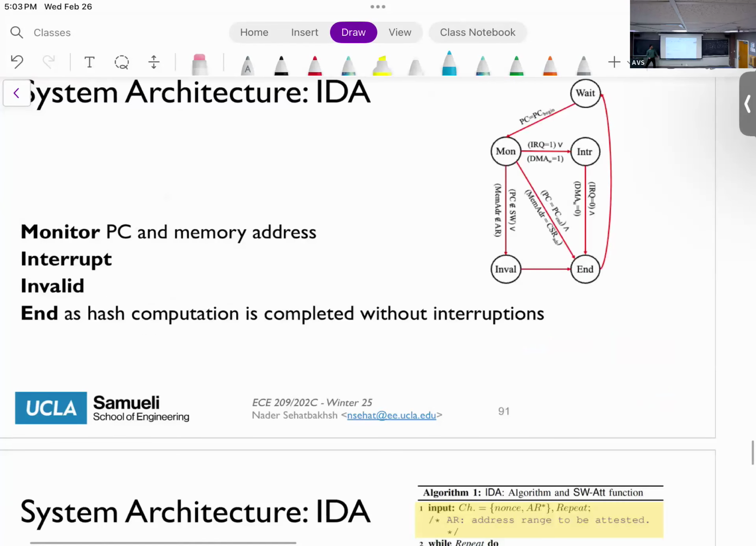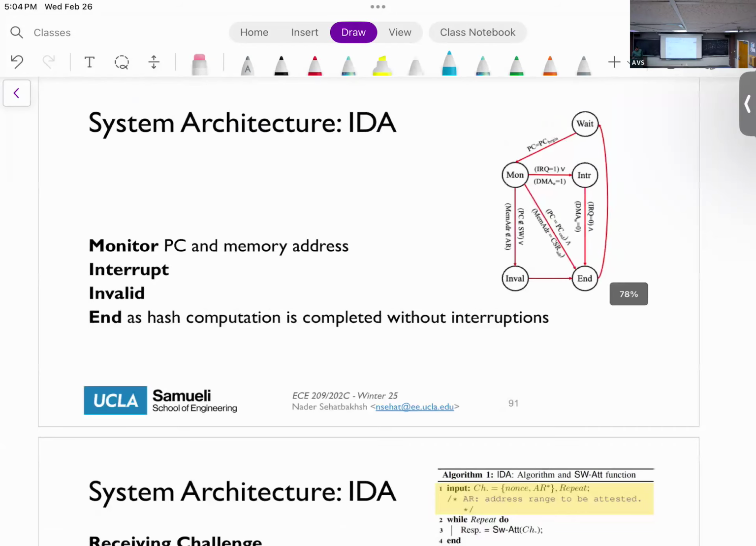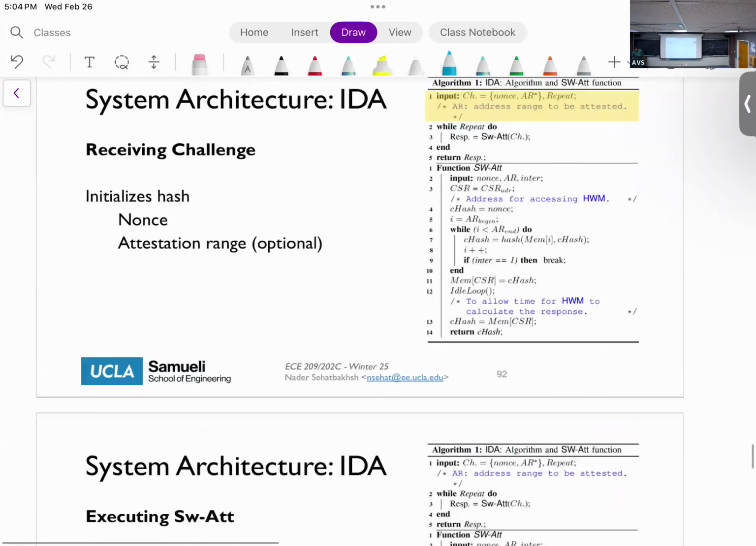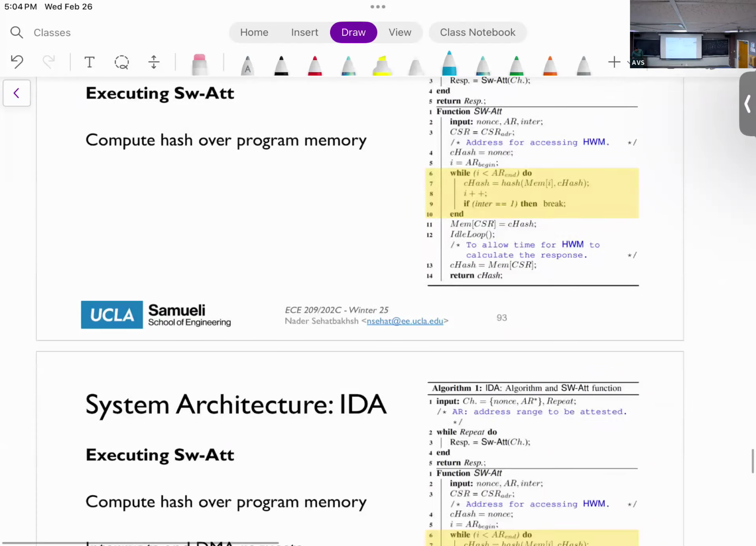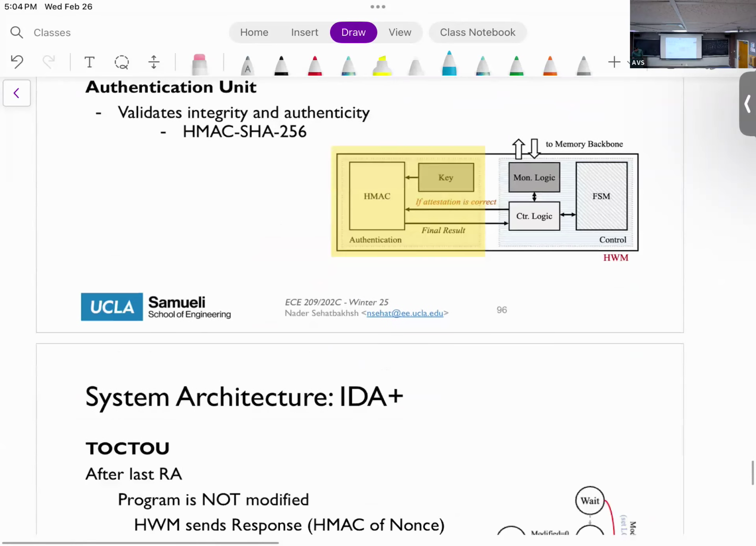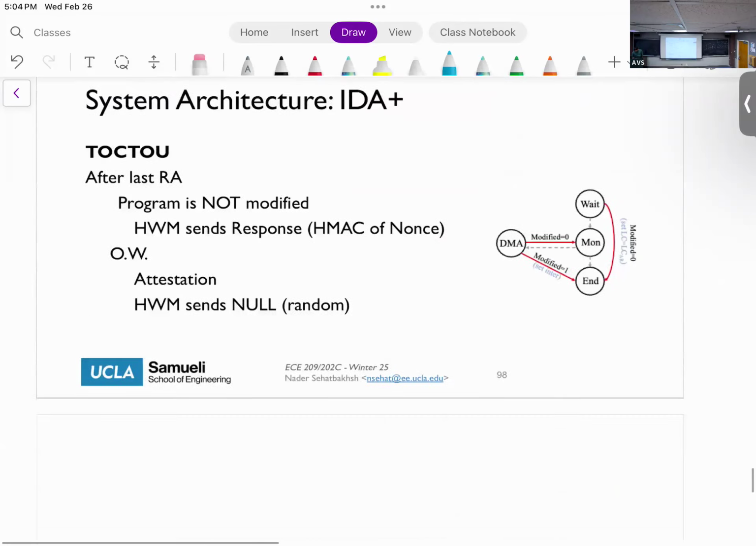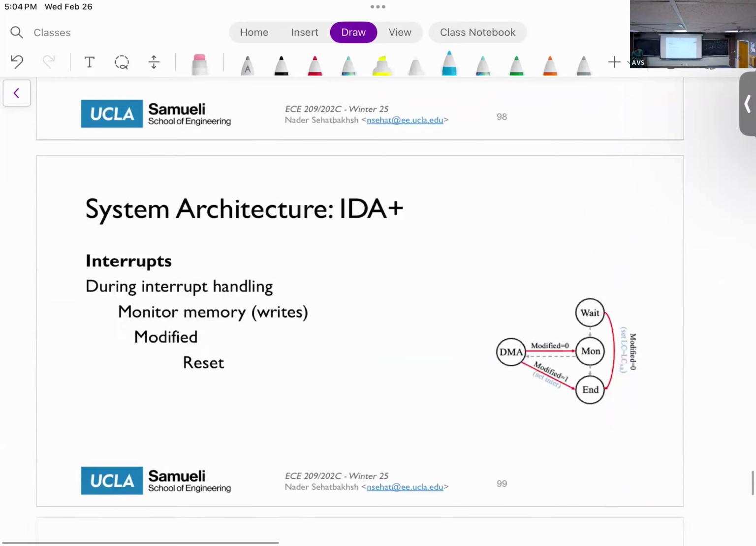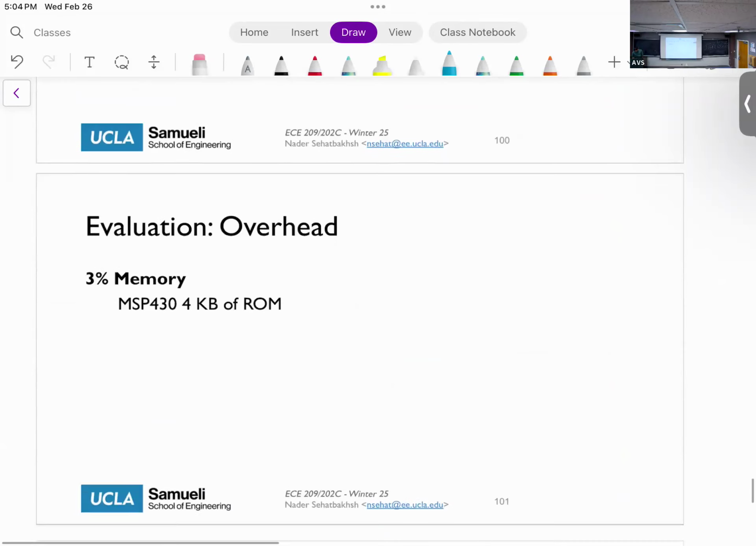And then we have a finite state machine that is monitoring, with states like interrupt, ending, invalid, and waiting. To save time, I'm not going to explain any of these, but if you're interested, definitely check out the paper and you will see we have the algorithm and all that, which let me skip because we don't have time to go over it. Let me show you some results.